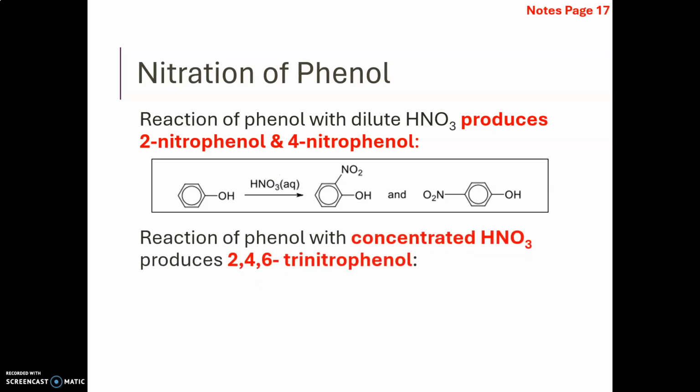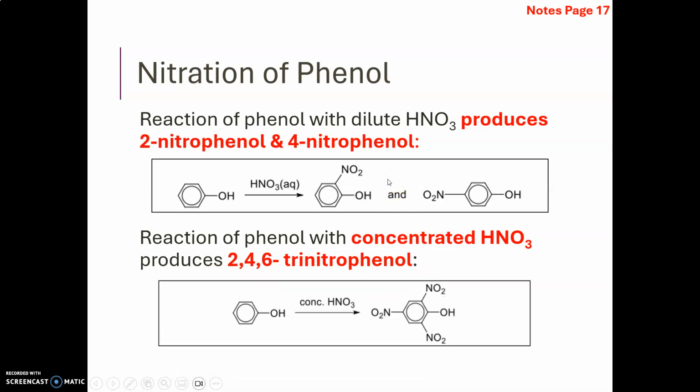So if you use concentrated nitric acid instead, it will induce a polysubstitution, and there will be 3 nitro groups in the compound to form trinitrophenol, 2,4,6-trinitrophenol, which is explosive.